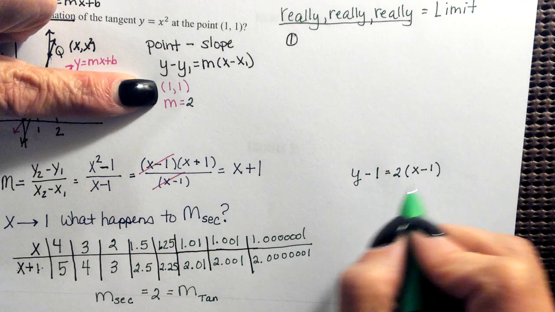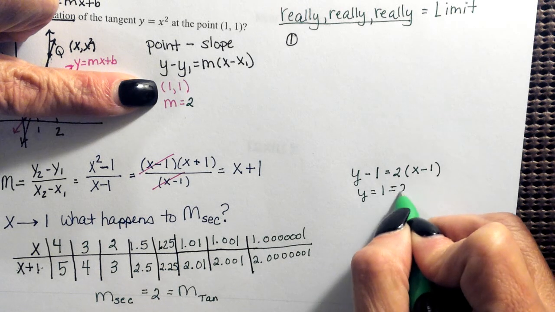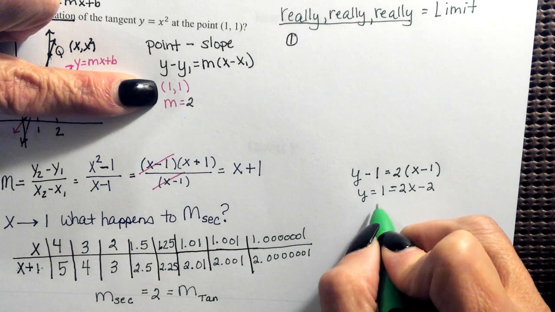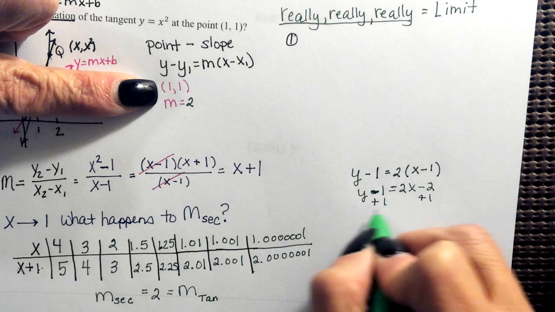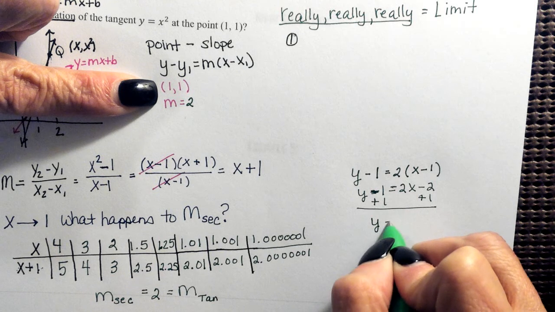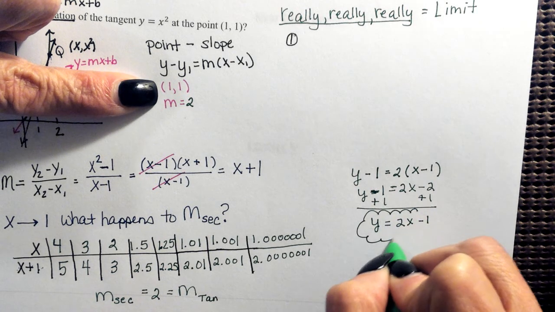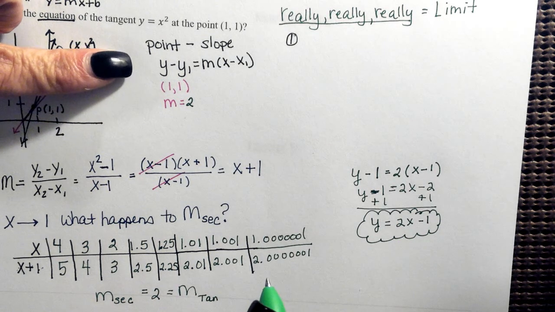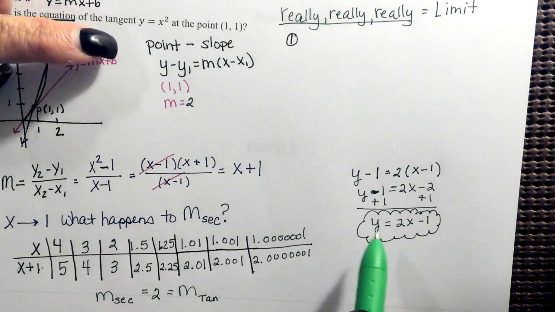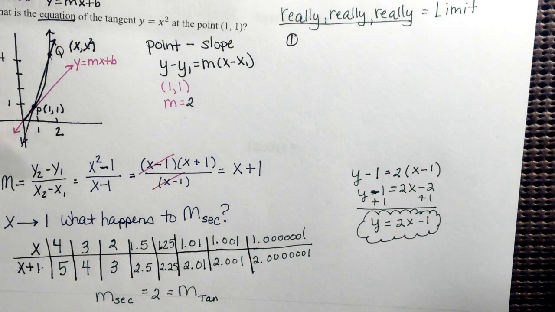Simplify that. That's just a bunch of algebra. y minus 1 equals 2x minus 2. That should be a minus right there, y'all. I'm going to add 1 to both sides. So y equals 2x minus 1. So the question on the table was, what is the equation of the tangent of y equals x squared at the point (1, 1)? Well, it's y equals 2x minus 1. Oh my gosh, you just did your first calculus problem.